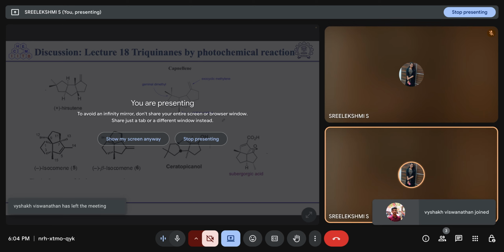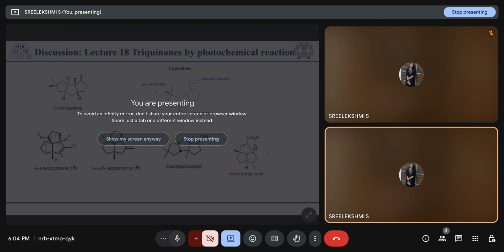Then Oppolzer's total synthesis of the ceratopicanol. We have seen an intramolecular arene-olefin meta photocycloaddition as the key step, and they have done this in 1996 using 7 steps and 19.2 percentage overall.